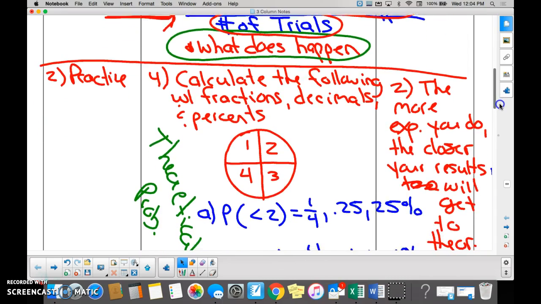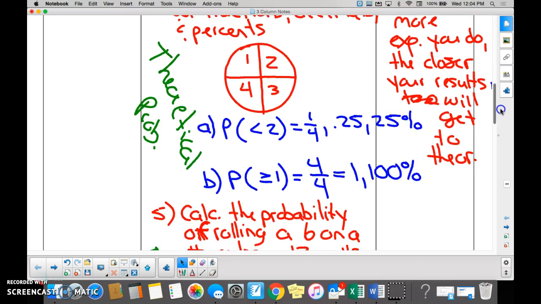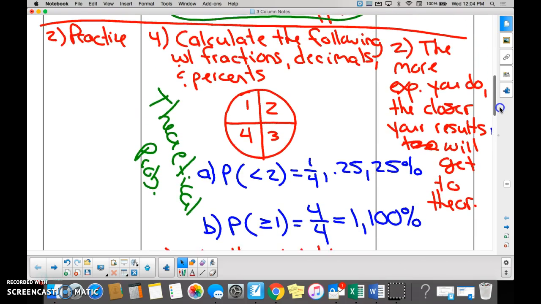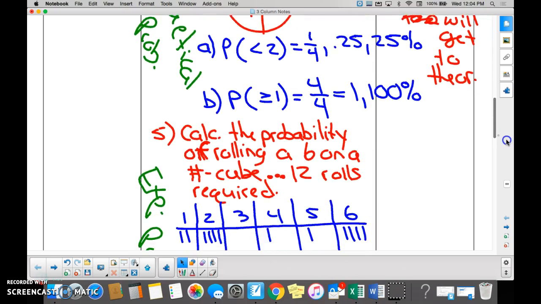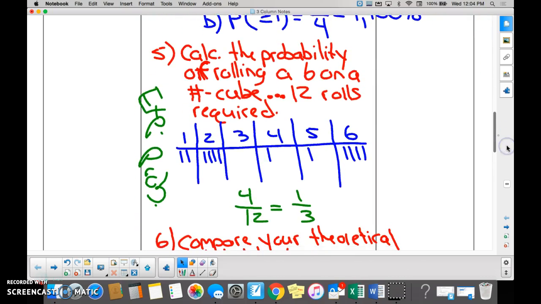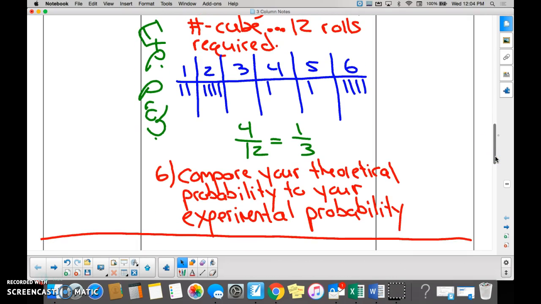There's not much to talk about here in the practice. You have to be able to read these and understand what we're asking you to do. So on number 4, we did theoretical probability. On number 5, we did experimental probability. And then on number 6, I had you compare. All of you are going to have different comparisons. That's why I didn't write anything for number 6.